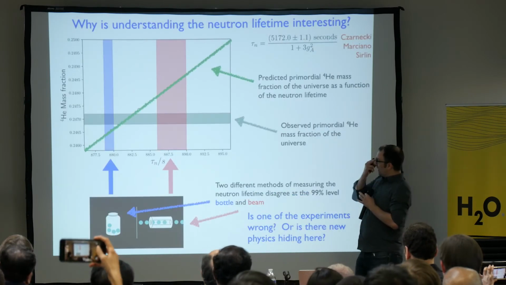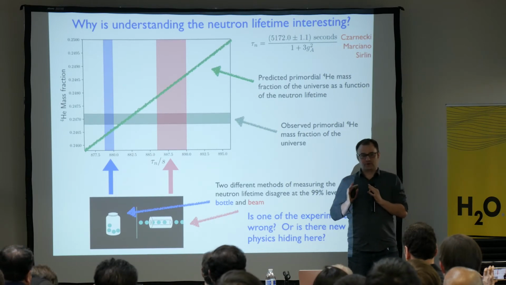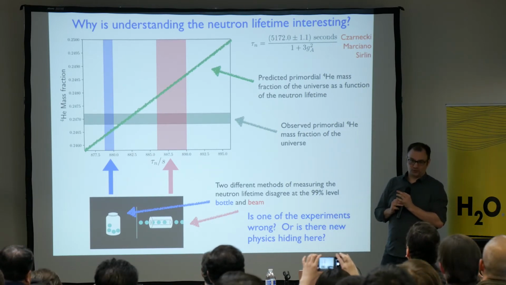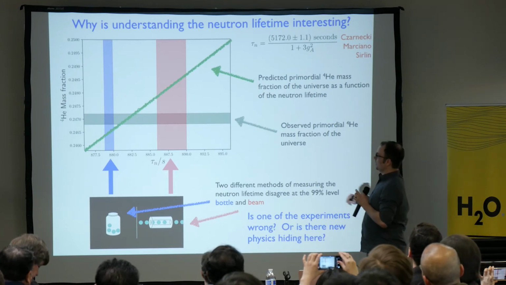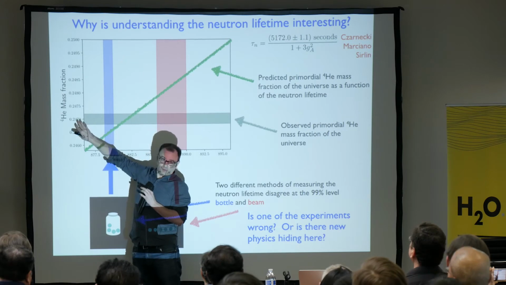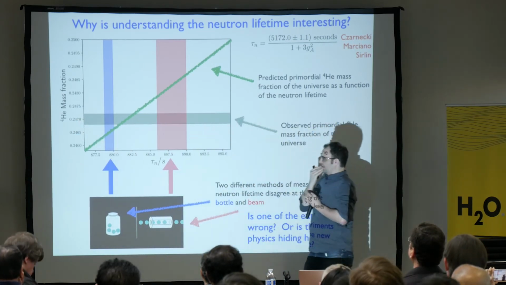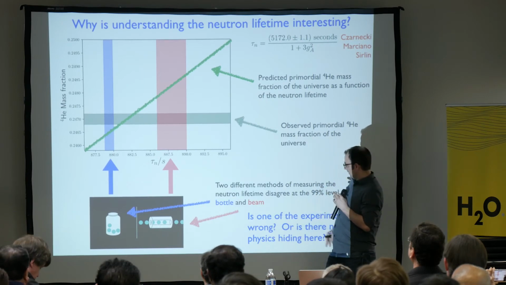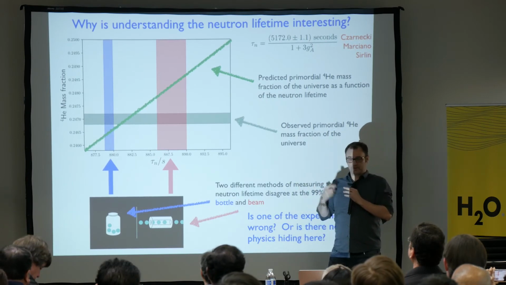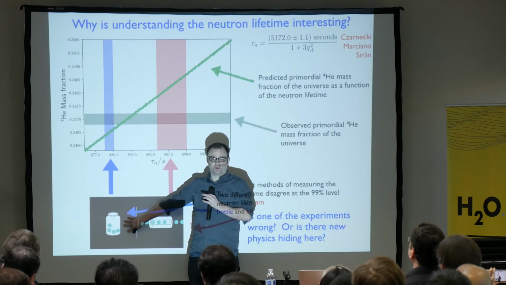Okay, why would you care? If you look in the early universe and you ask how much helium there was, I told you it was about 25%, but we can actually do a much better job, and we know it's roughly 24.7% helium-4. There are different ways to measure the lifetime of the neutron, so you can do lots of experiments. One of them is called a bottle type experiment.